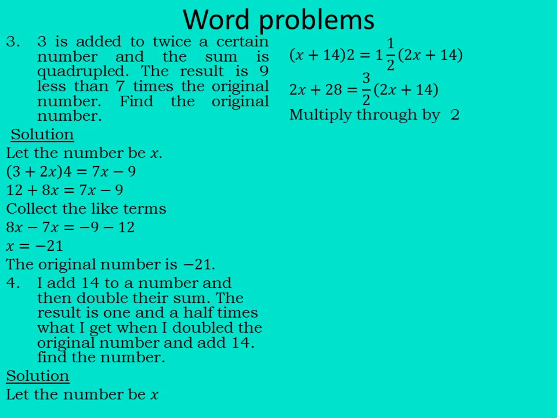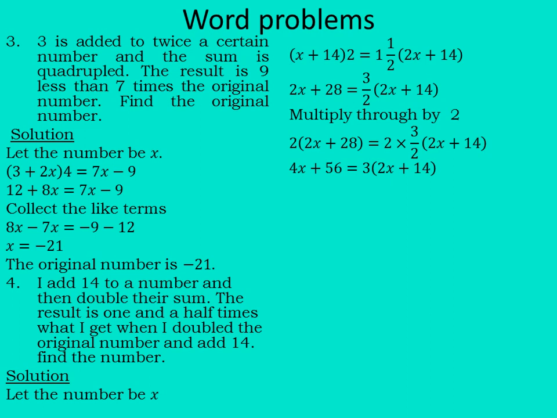So we multiply through by 2. We multiply through by 2 in order to clear the fraction we are having on the right hand side. So we multiply through by the denominator of what is on the right hand side, and that's 2. So we have 2 into brackets 2x plus 28 is equal to 2 times 3 over 2 all into brackets 2x plus 14. So 2 times 2x, that will give us 4x, plus 2 times 28, that will give us 56.